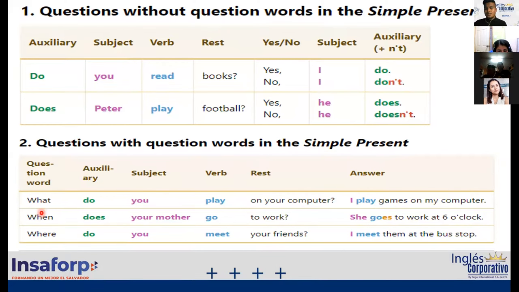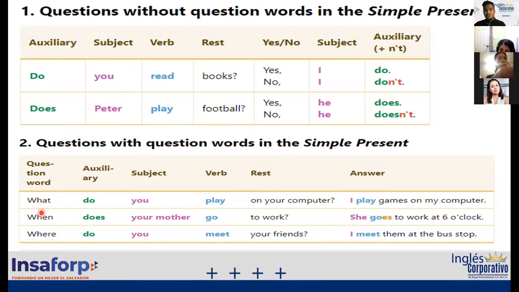Teacher? Yes? Cuando se formula la pregunta con WH, allí el verbo no cambia, pero a la hora de responder, allí sí va a cambiar el verbo. Pero ¿cuándo va a cambiar? Cambia la afirmativa en tercera persona. Exactly. Only affirmative third person.